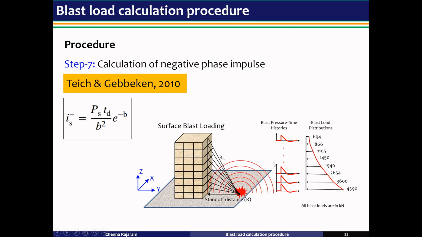After calculating the pressures, we need to calculate the blast force. Blast force is equal to blast pressure multiplied with the area. Here we consider the tributary area and calculate the blast force values at each and every story level. At ground floor, the value is 4,590 kilonewtons. As the number of stories increases, the blast load decreases. Here you can see the distribution pattern from top floor to the bottom floor.